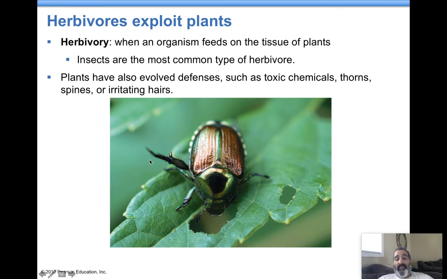Plants, over time, though, they figured out how to defend themselves. Some are toxic, some are poisonous, some have pricks, some will poke you if you go near them. Some have irritating hairs on them. So plants have evolved their own defenses as a result of coevolution with their predators.